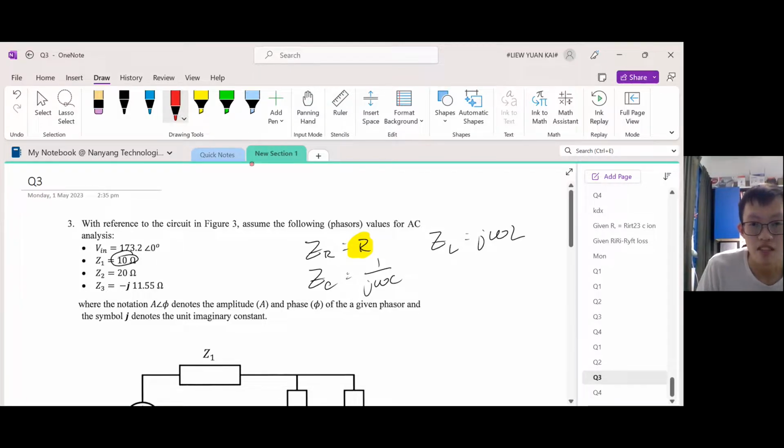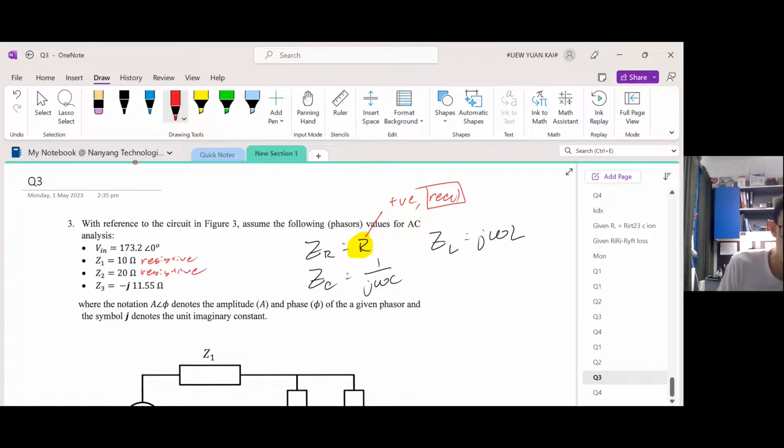Now, take a look at Z of R. Z of R is given by the resistance. And we know that resistance is always a positive and real number. It's not a complex number, it's not an imaginary number. It's a real number. Okay, so look at Z1. Is it positive and a real number? Yes, it's just 10. There's no imaginary, there's no j's, there's no i's. It's just a positive and real number. So this is resistive. Then same with Z2. Both Z1 and Z2 are resistive.